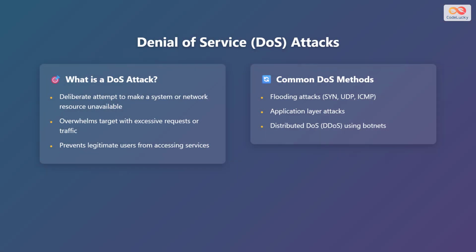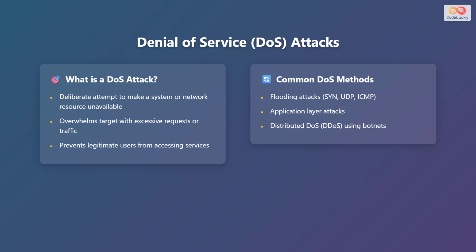Let's begin by understanding denial of service attacks. A denial of service attack is a deliberate attempt to make a system or network resource unavailable to its intended users. This is often achieved by overwhelming the target with an excessive amount of requests or traffic, effectively preventing legitimate users from accessing the services.